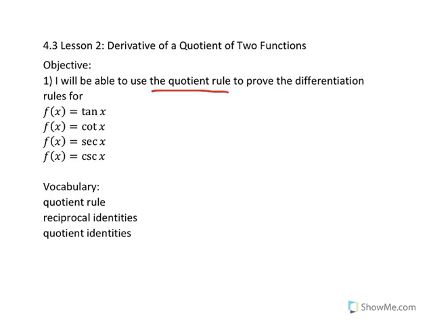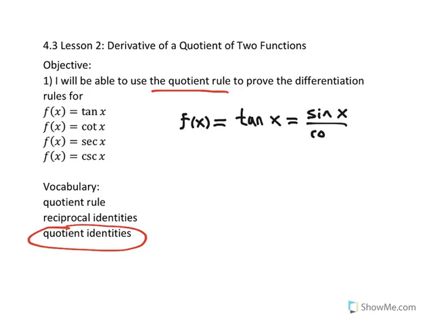So how can you use the quotient rule to differentiate tangent of x when tangent of x is not a quotient? Well, you could write tangent of x as a quotient by using a fundamental trigonometric identity called a quotient identity. So f of x is equal to tangent x. You can write that as tangent can be written as sine over cosine. So now you have a quotient, so you can find the derivative of tangent x using the quotient rule by first rewriting it as sine x over cosine x.